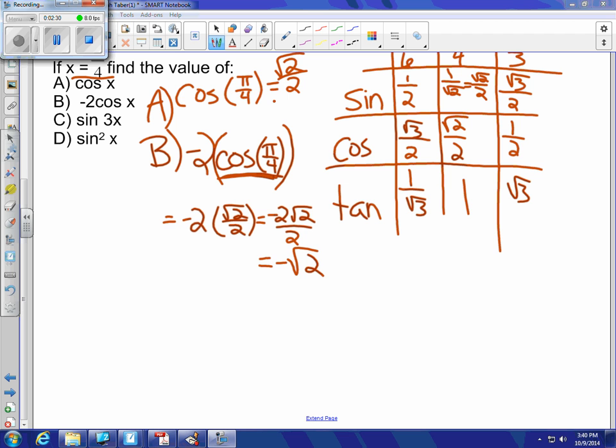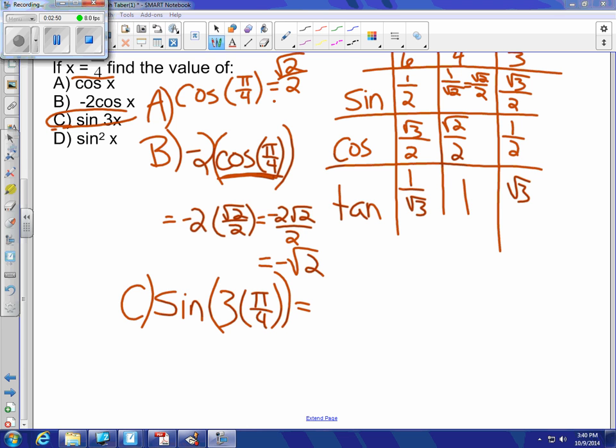Not too bad yet. Pretty simple so far. Now let's do sine of 3x. So we do sine of 3 times pi over 4. What are we going to do first? Multiply your 3 times your pi over 4. You got to do the inside. What's inside the parentheses first? That is multiplication, right? So sine 3 pi over 4.